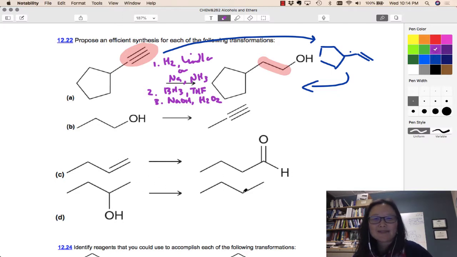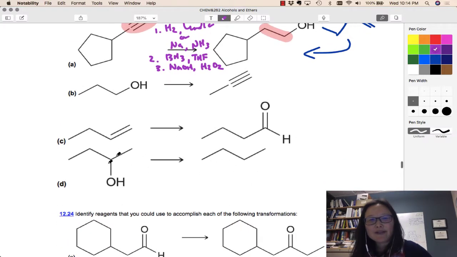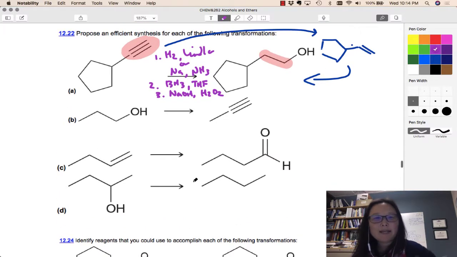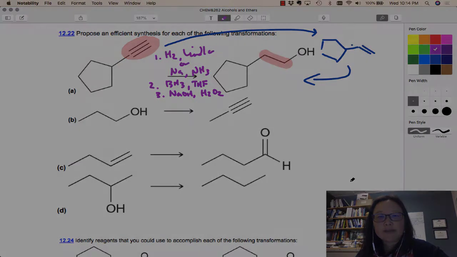This one is to get to an alkane, which is a dead end. Okay, so there's a way to get rid of this and then turn it into an alkane. So all of these involve multiple steps. Let's pause it and see if you guys can come up with these answers here.